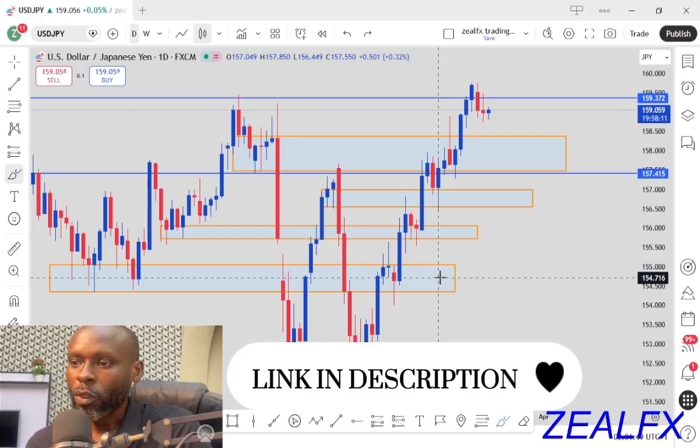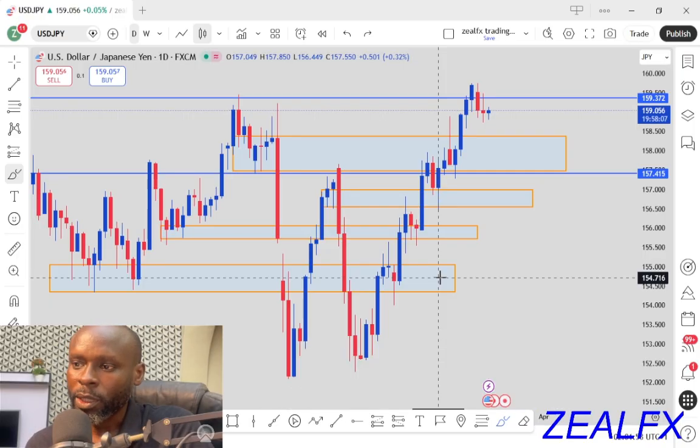So we can't just jump in from this level. We need a confirmation from these levels for us to buy the USD JPY to the top. So take advantage of these trades, and if you know how to take this trade, take advantage from these levels and buy the USD JPY to the top.